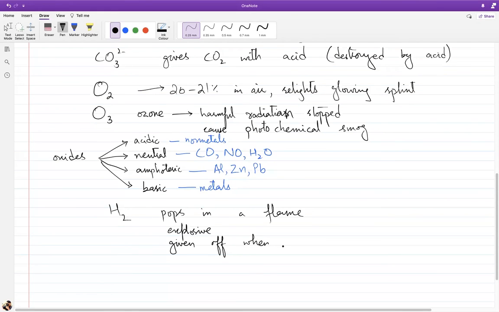Similarly, hydrogen is given off when metal reacts with acid. Remember this thing. Whenever you have a reaction of metal and acid, you will get hydrogen. So obviously, if they ask you for an observation, you can write that bubbles of gas are coming out. We will talk about why that happens. That is again for the acids and bases chapter.